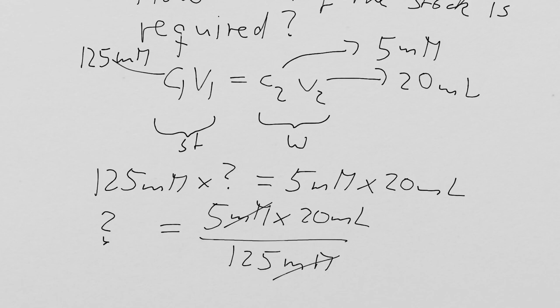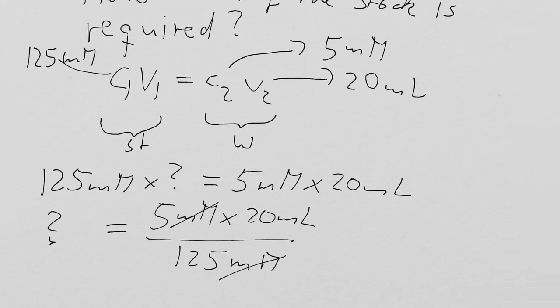You see the millimolar cancels out. And all that's left is 5 times 20 milliliter. I think that's 100 milliliter, divided by 125. And again, that is something for the mathematical infantry. Don't have a calculator. Does that make sense? Yeah? So we had 125 millimolar, and we wanted 20 milliliter of a 5 millimolar solution.